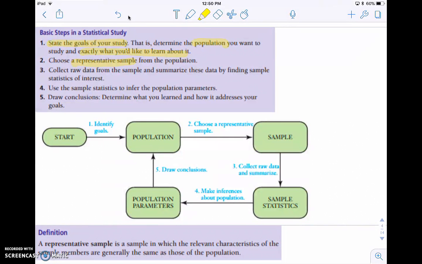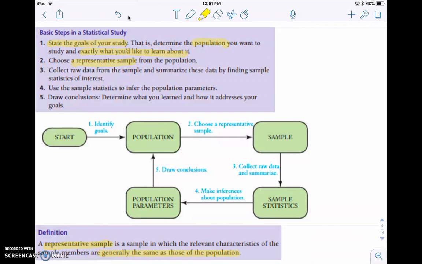Okay, you want to get a nice representation of people who will reflect the characteristics of the population. So if we look down below again here, a representative sample is a sample in which the relevant characteristics of the sample members are generally the same as the population. So if you're trying to look at American people in general, and all you do is poll your neighbors that live directly around you, that is not a good representative sample of the entire country. So your population, you may need to narrow it down if you were to do something like that.